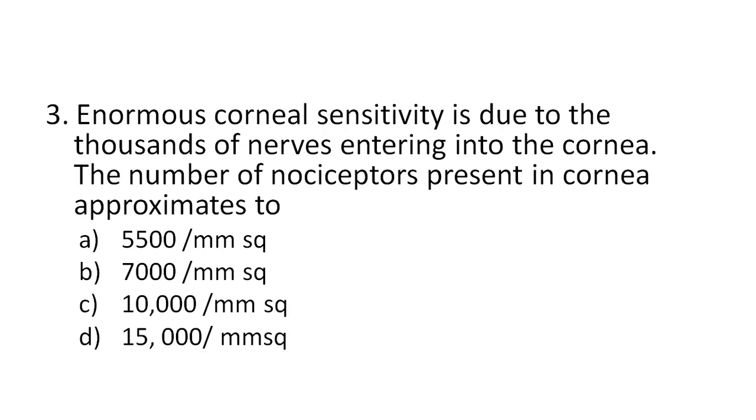3. Enormous corneal sensitivity is due to the thousands of nerves entering into the cornea. The number of nociceptors present in the cornea approximates to: A. 5500 per square millimeter, B. 7000 per square millimeter, C. 10,000 per square millimeter, D. 15,000 per square millimeter. The correct answer is B. 7,000 per square millimeter.